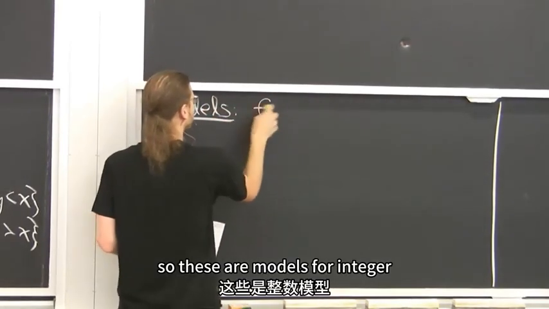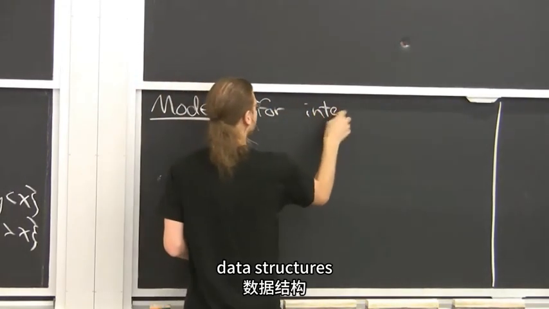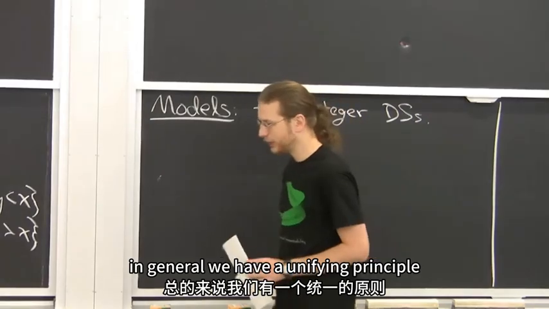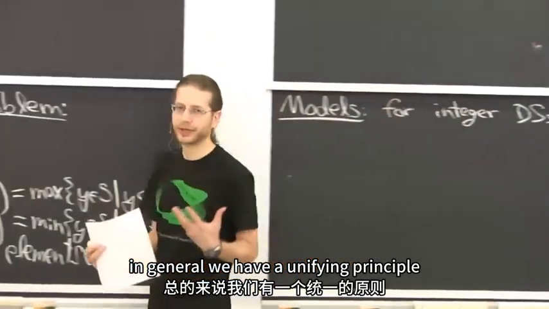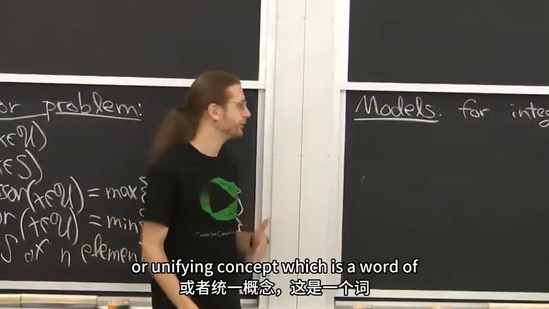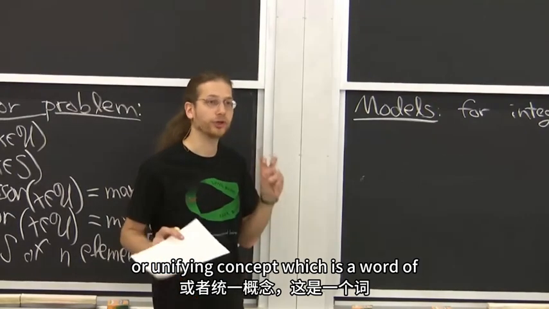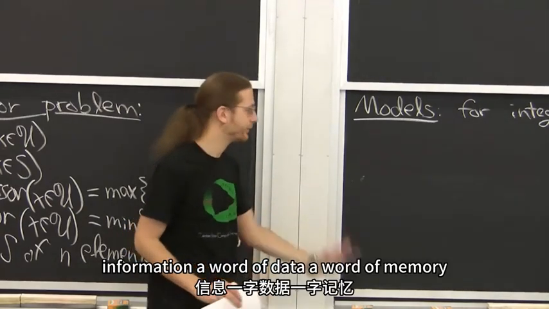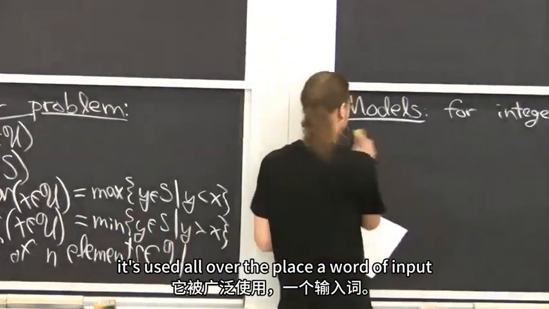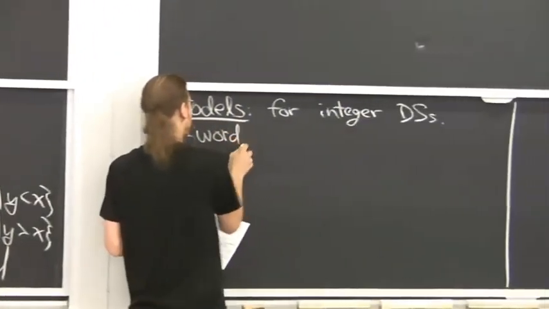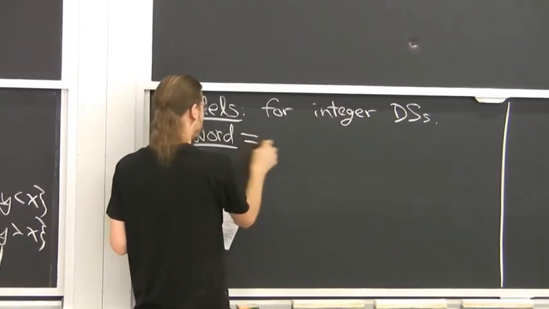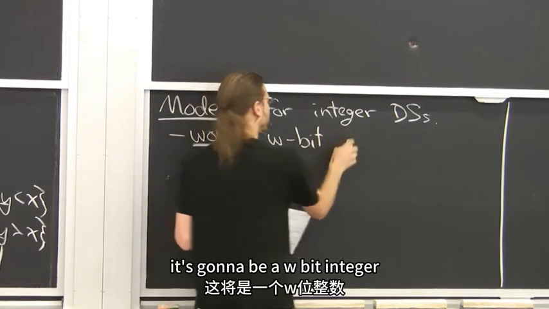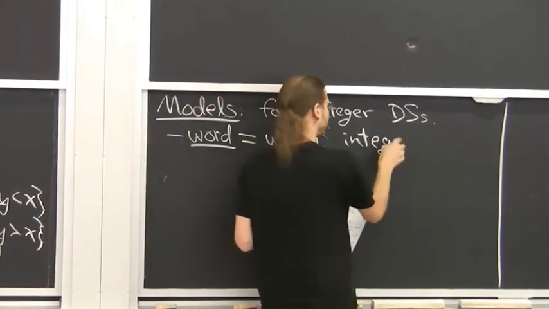So these are models for integer data structures. In general, we have a unifying concept, which is a word of information, a word of data, a word of memory. It's used all over the place. A word of input. A word is in the machine theoretic sense, not the linguistic sense. It's going to be a W-bit integer.